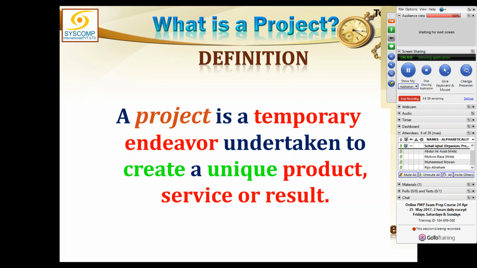I don't say that you define the time first, but whatever time it will take, it would be temporary time. And we will try to fix it. We don't exactly know how to fix it, but we will endeavor to do it. We'll try our level best to do it. And what are we trying to do? It is to undertake to create a unique product, service, or result. This is a challenging situation which we have never faced before. We are creating something new and unique, and that thing which is going to come out ultimately could be a product or a service or a result which we can generally call a deliverable.